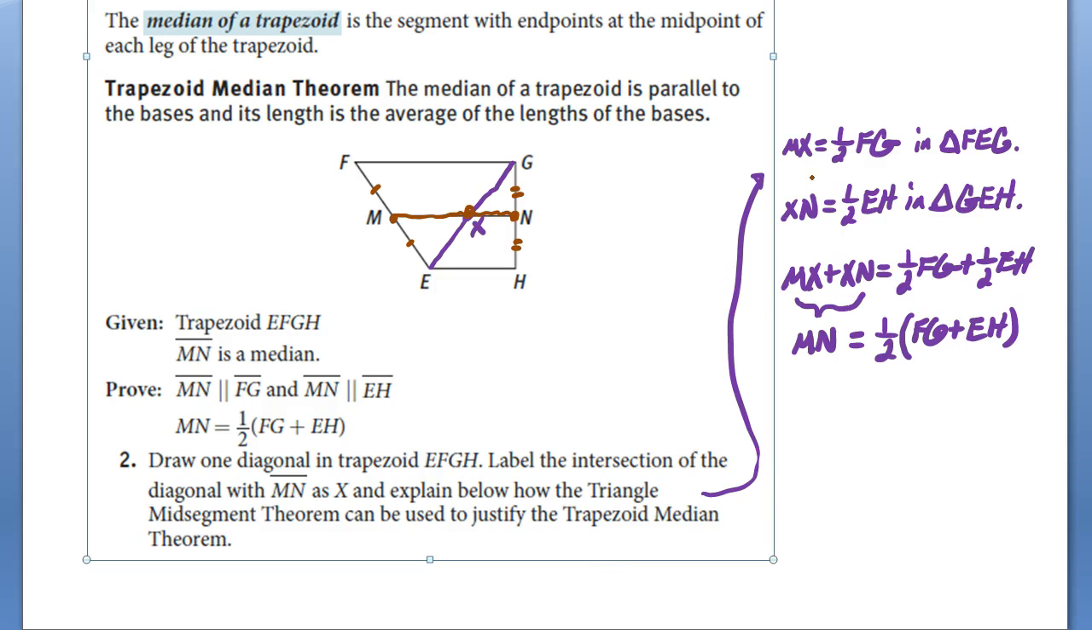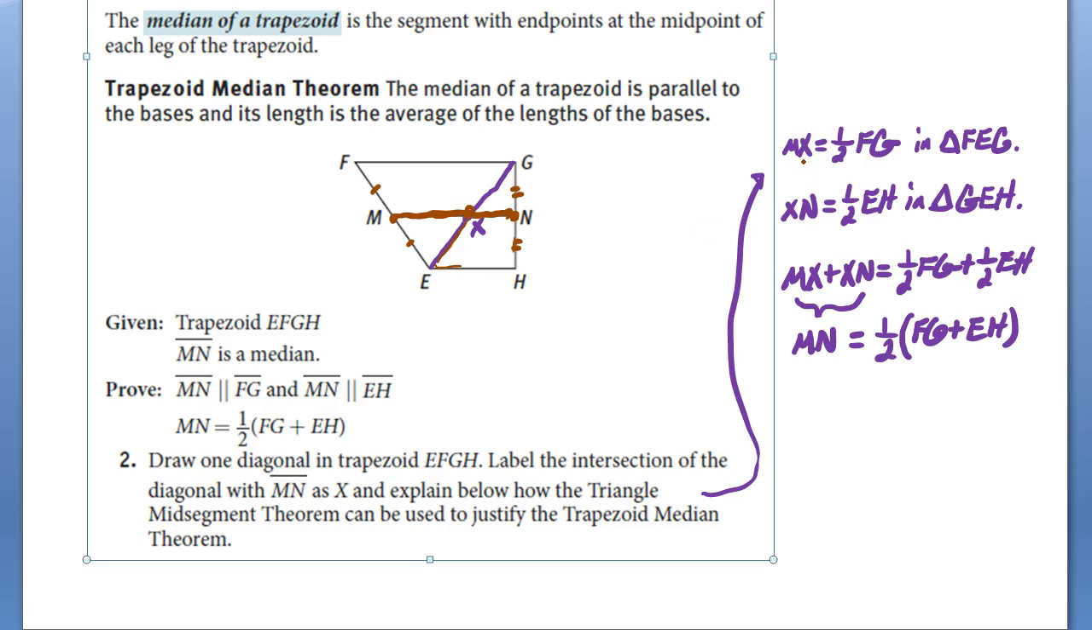My explanation has a few steps, and the main ideas are over here on the right. With the triangle midsegment theorem from the previous lesson, we can show that that length from M to X is half of the length from F to G in this triangle. And we can show that this length from X to N is half of EH. So looking at this triangle on the right, its triangle midsegment is half of the third side.